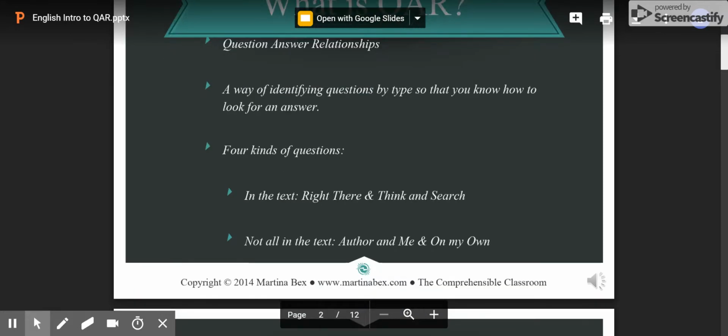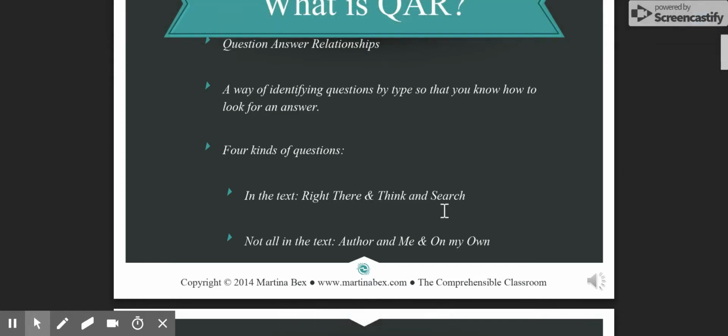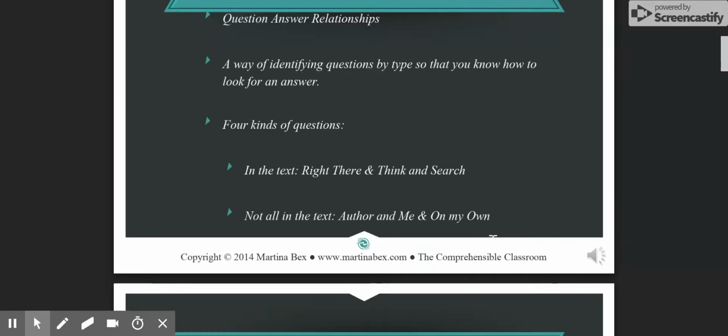One kind of question is in the text. The answers are going to be found directly in the text, and those are right there and think and search questions. The second type of question is not in the text. You cannot find this answer directly in the text. They require some additional thinking. Those are author and me and on my own questions.